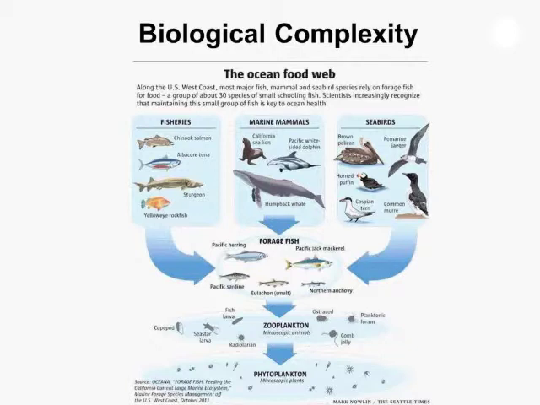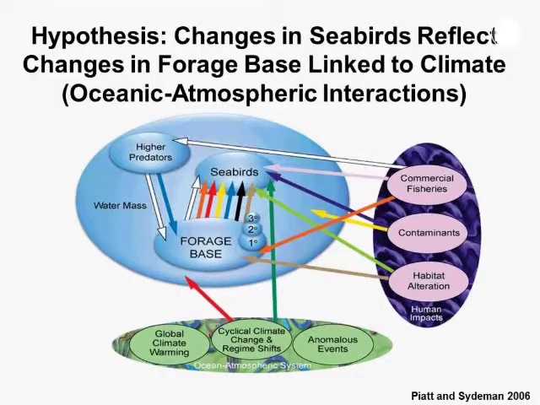And all of these species interact. It's not just the simple thing of one species being affected by climate change. So we have a real challenge. Just as an example, we could put forth this hypothesis that changes in seabirds reflect changes in the forage base, small fish and copepods, that are linked to climate, so these oceanic-atmospheric interactions.